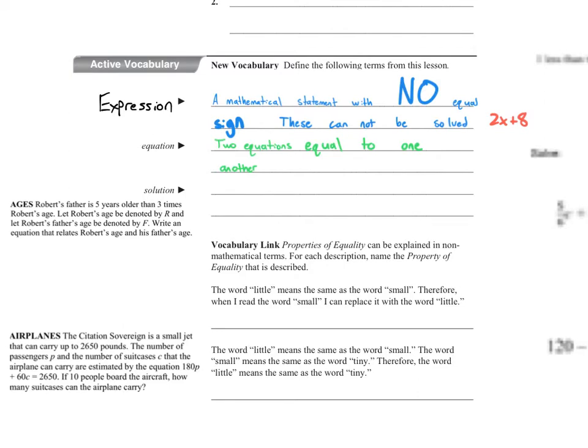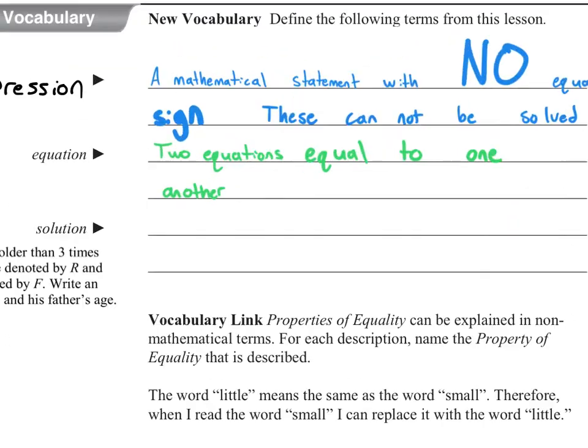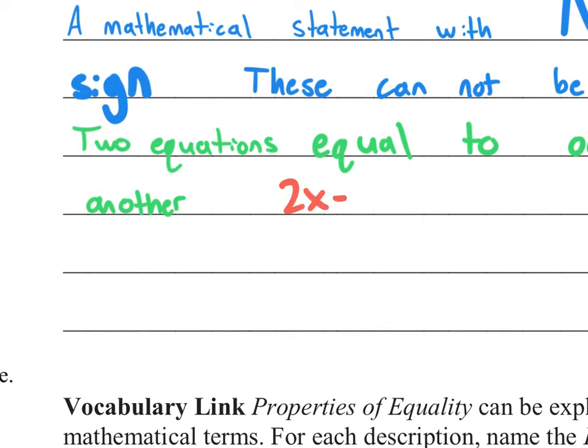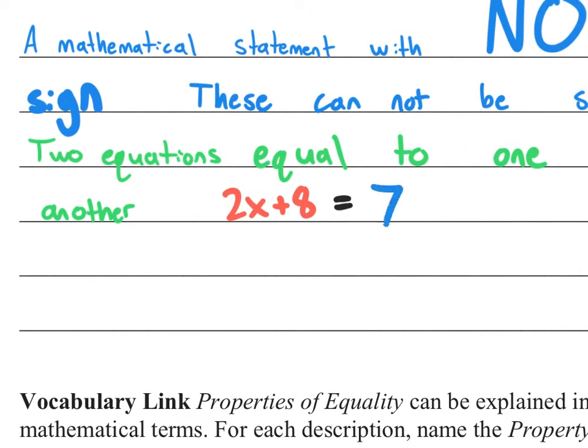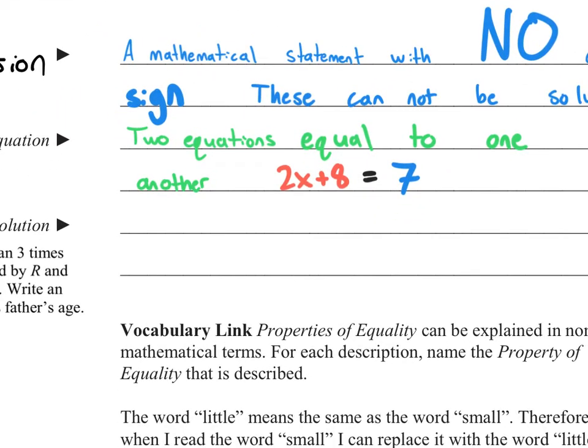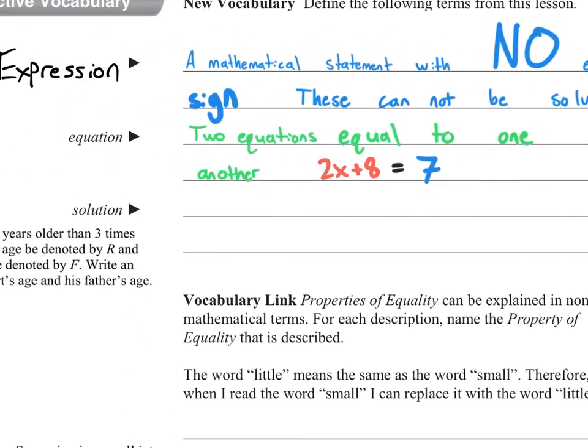So the key component of an equation is that it needs to have an equal sign. So if I take our same 2x plus 8, and now I set it equal to anything else, let's say 7, now I have an equation because I've got two sides on the equation separated by an equal sign. And then that leaves us to what we're ultimately solving for, which is a solution.